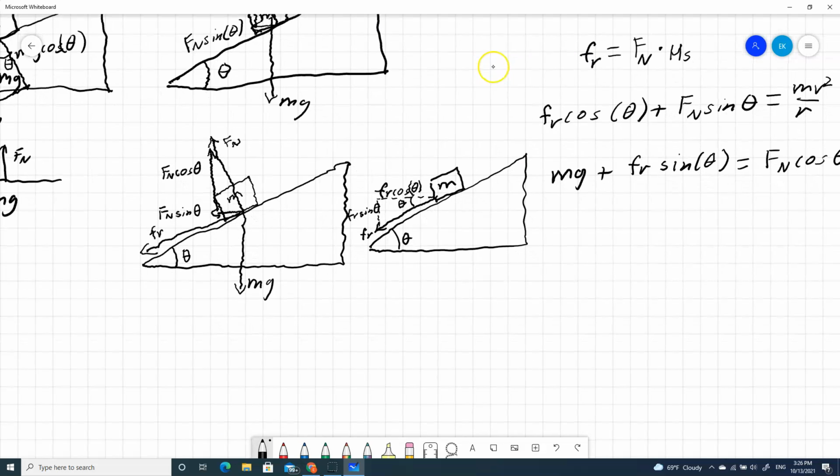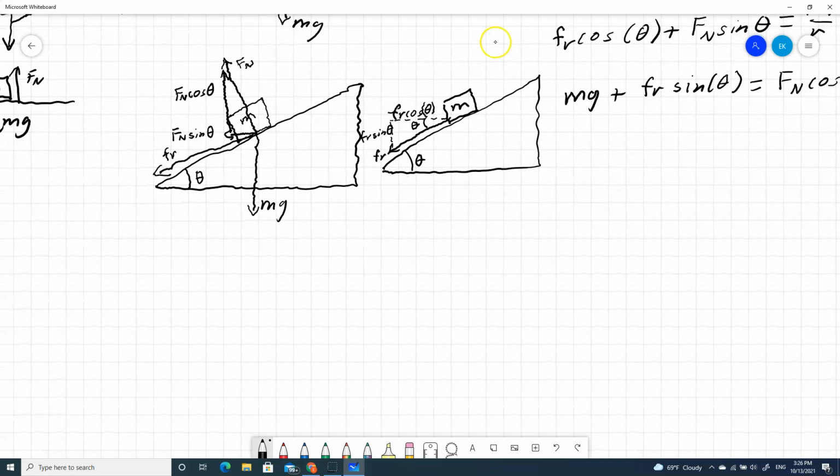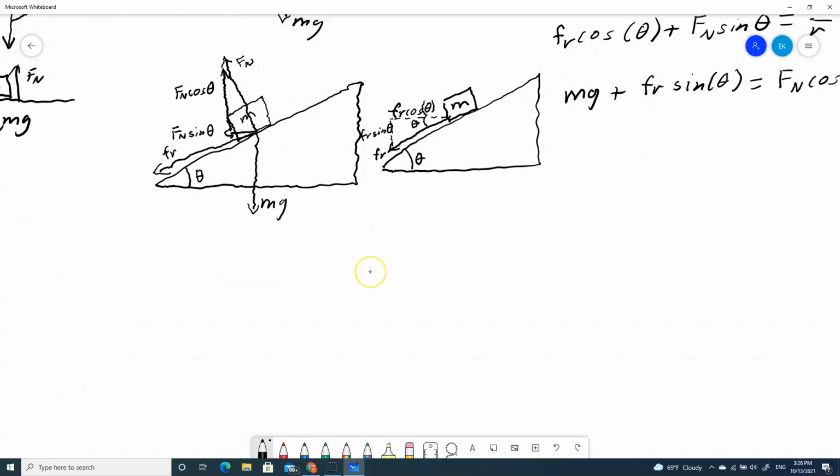Now finally, I'd like to explain what happens if the object is moving too slow. This is where things get even harder. So, if the object is moving too slow, again, we have our inclined, the banked curve. We have this m, but in the situation where it's moving too slow, this is what happens. The force of friction is now going the opposite direction. And why is that the case?